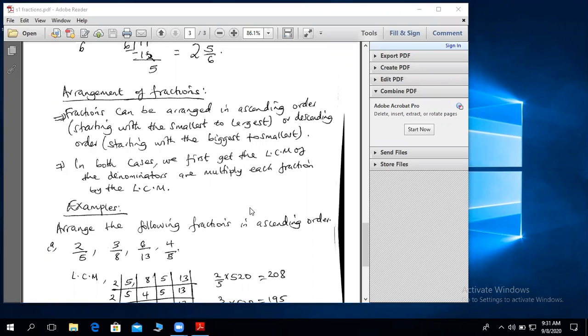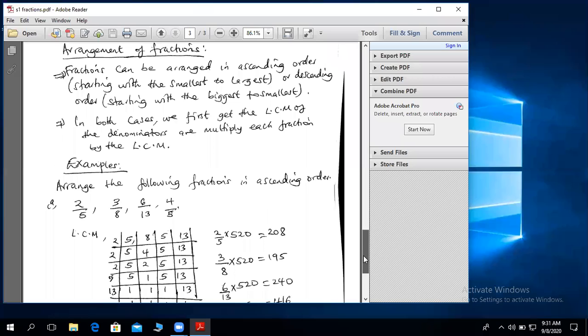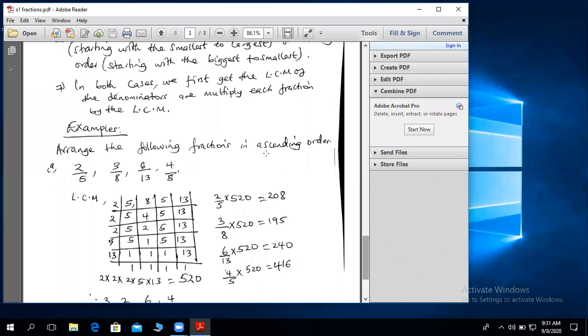If you are arranging these fractions in ascending order, that's what the question is saying. In other words, you are supposed to start with the smallest, going to the biggest. What you do, you first find the LCM of the denominators, and the denominators are 5. This is 5, by the way. It is not 6. This is 5.